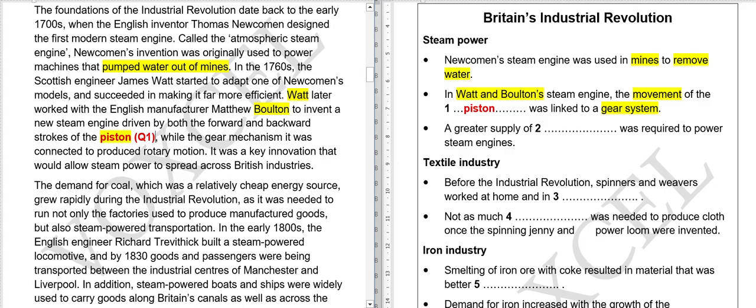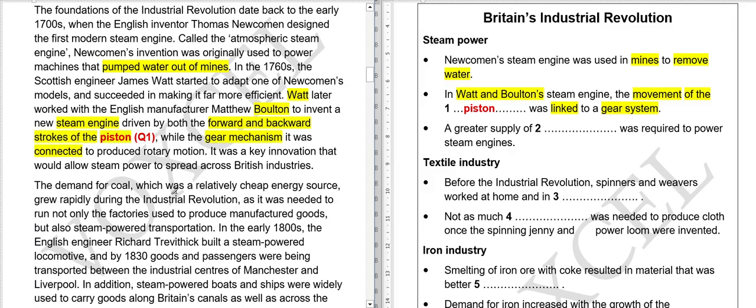So here they are saying Watt and Boulton. So we know this is about the new steam engine being manufactured by Watt and Boulton. And here it is written the movement of the dash was linked to a gear system. So here is the gear mechanism it was connected to, linked to. Now, can you tell me where the word movement is written? Movement of the is written in this particular sentence: forward and backward strokes of the.